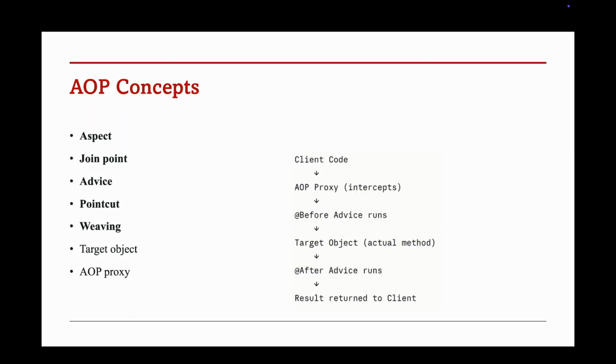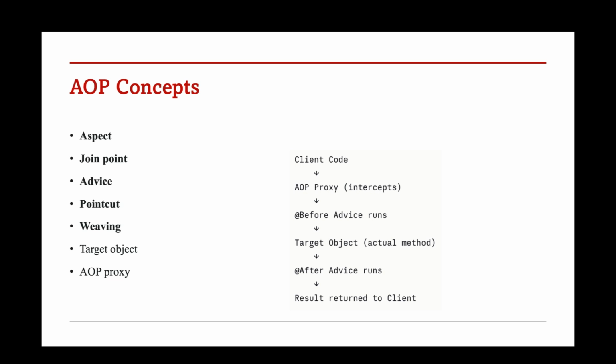Alright, next term. AOP proxy. And this one is very closely related to what we just discussed about the target object. So what is an AOP proxy? An AOP proxy is the object that Spring creates to wrap around your target object, so that it can intercept method calls and apply the advice.